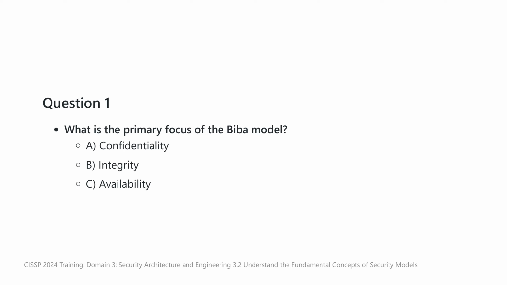The BIBA model is one of the key security models you'll encounter in the domain of security architecture and engineering. So what is the primary focus of the BIBA model? You have three choices here. A, confidentiality, B, integrity, C, availability. Take a moment to think about it. The BIBA model specifically aims to ensure that data is not altered by unauthorized entities, safeguarding its accuracy and reliability. This emphasis is crucial in environments where data integrity is paramount. Choose the option that aligns best with this focus.